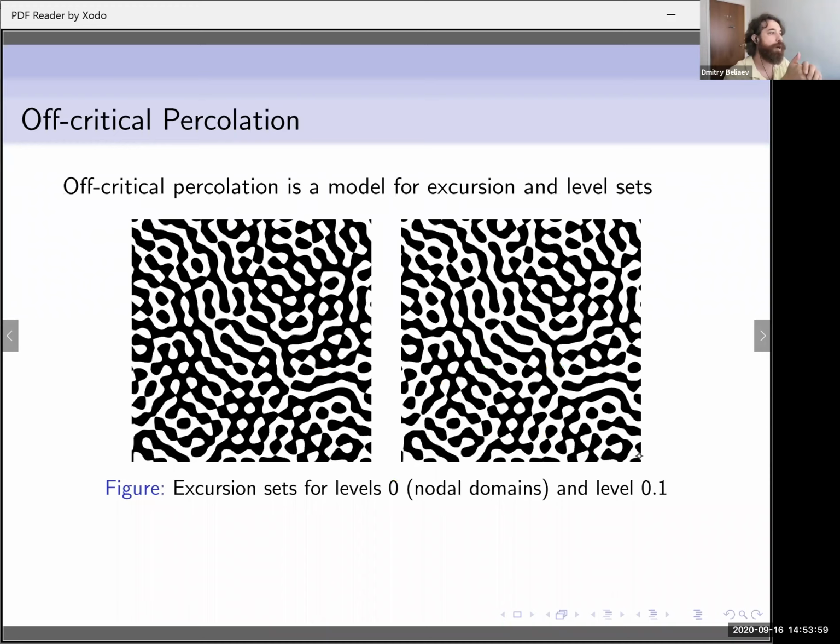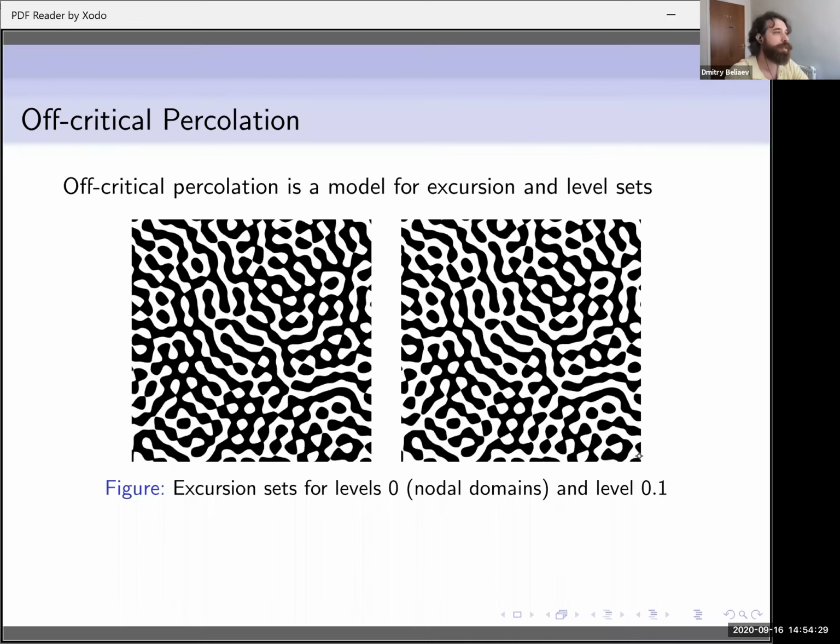And moreover, Bogomolny and Schmit suggested that this analogy goes not only for nodal lines and nodal domains, so these are domains when we take level 0, and then the corresponding percolation is with probability 1/2. But if you take a level which is not 0, what you will get is a percolation model with p which is not 1/2.